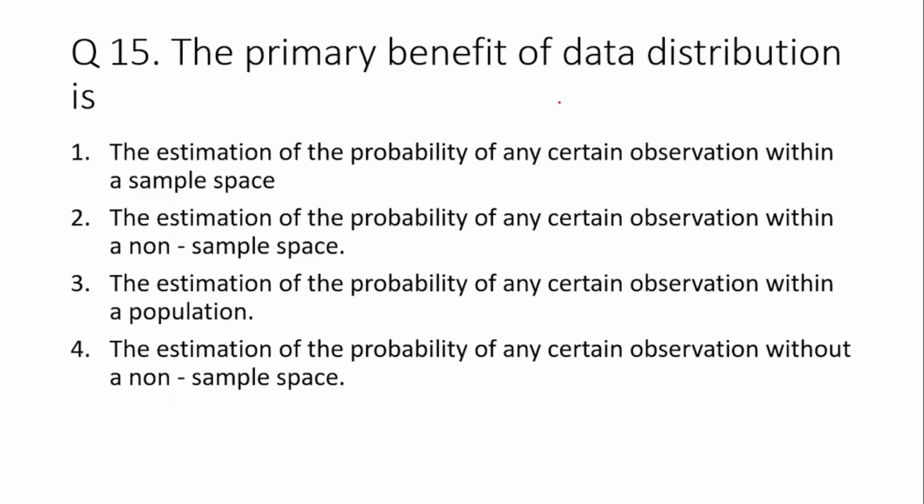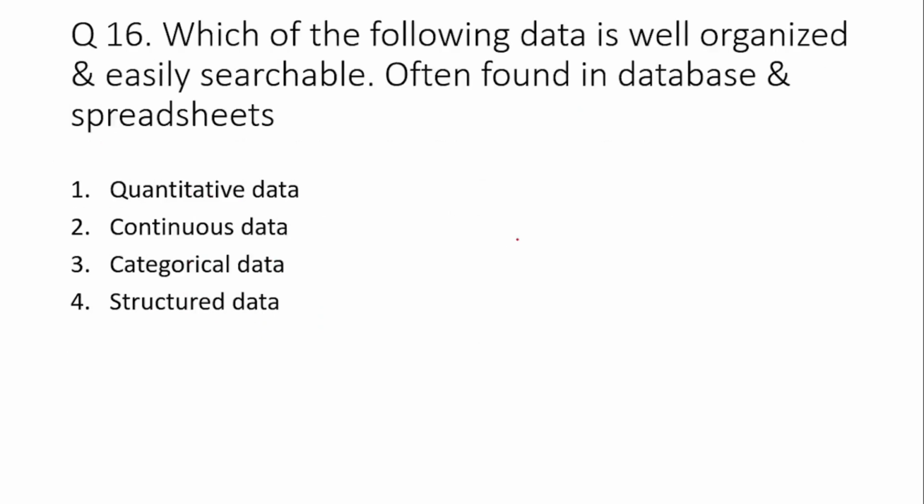The primary benefit of data distribution is estimation of probability of any certain observation within a sample space, estimation of probability of any certain observation within a non-sample space, estimation of the probability of any certain observation within a population, or estimation of the probability of any certain observation without a non-sample space. The correct option of question number 15 is within a sample space, that is option number 1. So the estimation of probability of any certain observation within a sample space is basically the benefit of a data distribution, right? Or rather the primary benefit of the data distribution. Moving on to the next one.